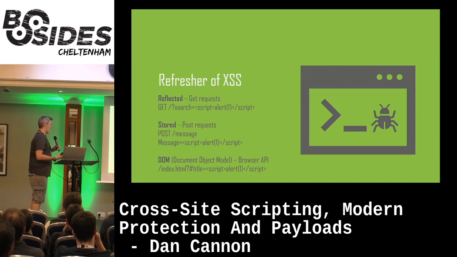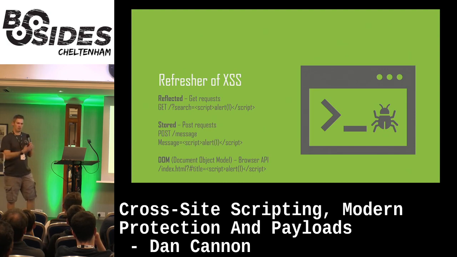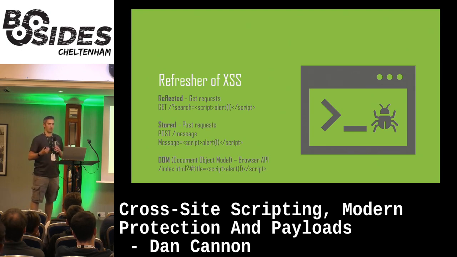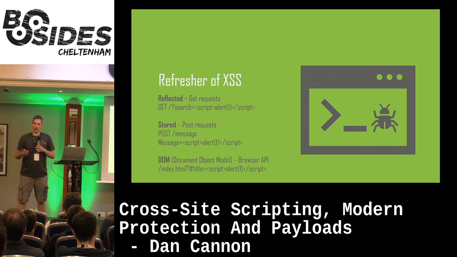And then we've got DOM-based cross-site scripting, which is document object model. This is the browser API. This is a really interesting kind of cross-site scripting because it's not data that is sent to and from the server. It is a payload that gets executed by the browser itself when it's rendering a page. And these are all ways that we can try and elicit some kind of action in a target user's browser.